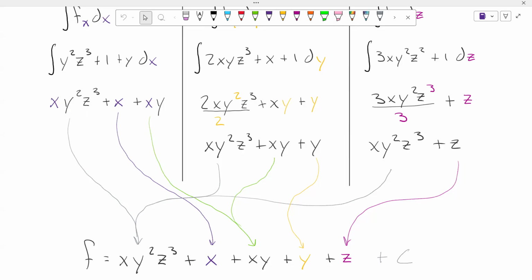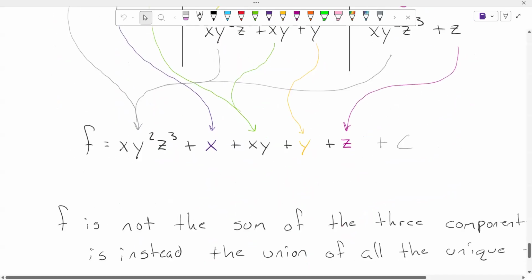And then for the rest of it, each one has a plus one, but those all just integrate to x, y, and z respectively. So I've got to put each of those in the function as well. All right, so when we're reconstructing our original function from its partial derivatives, we just need to pull out each unique piece from all the integrals that we do.